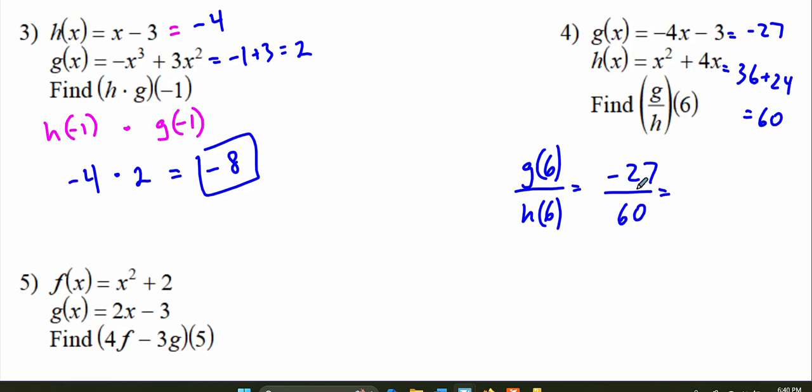I noticed that 3 goes into both top and bottom, because this is 3 times 9, so this is negative 9. I'm going to reduce both top and bottom by 3. And this is 20, and it does not reduce further. Okay, and that's my final answer.